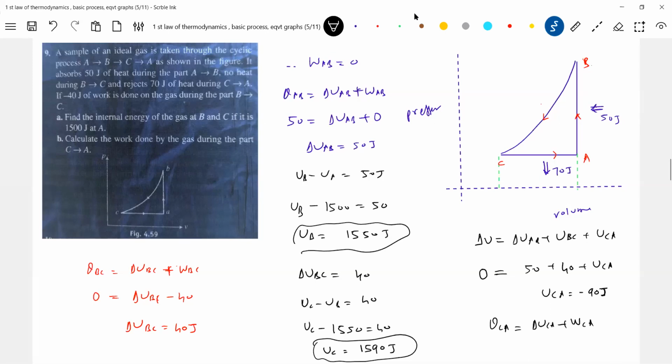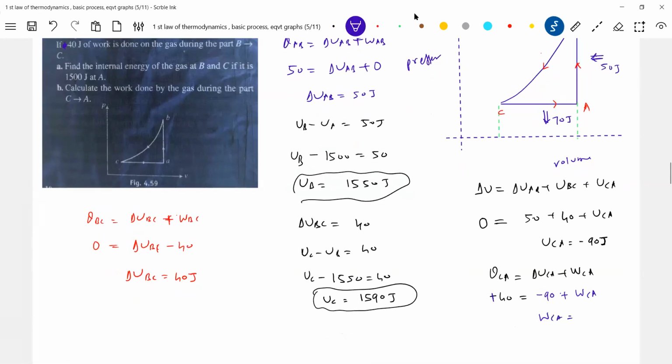Calculate the work done by the gas during the path CA. How much heat is rejected during it? I think I'll make it plus 40. There is some error here. Let it be plus 40, because the other will be wrong. Plus 40. Delta UCA, we know, is minus 90. Then plus WCA. So what is the work done? Work done should be equal to 130 joules.